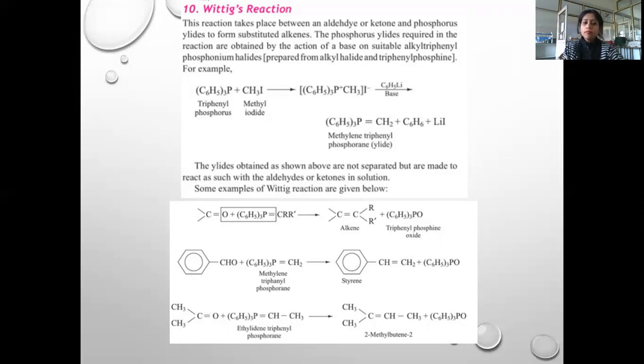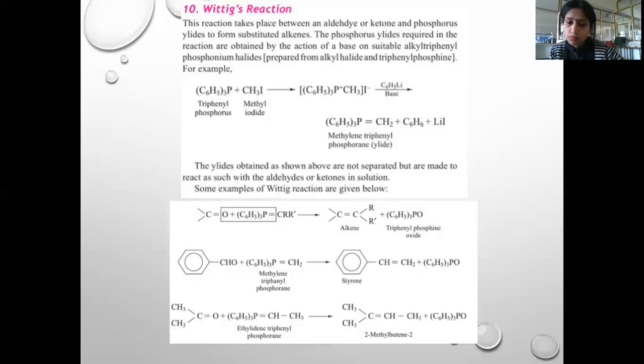Then this further reacts with the aldehyde or the ketone or the carbonyl group, and this triphenyl phosphorus group takes away the oxygen and gives the substituted alkene as the product. So in the reactions below, you can see an example of acetone with this reaction, and then benzaldehyde with the same is given. So when benzaldehyde reacts with this phosphorus ylide, the product is styrene.